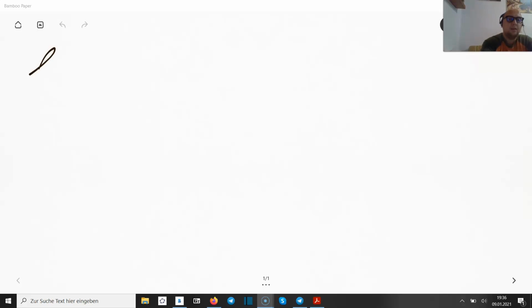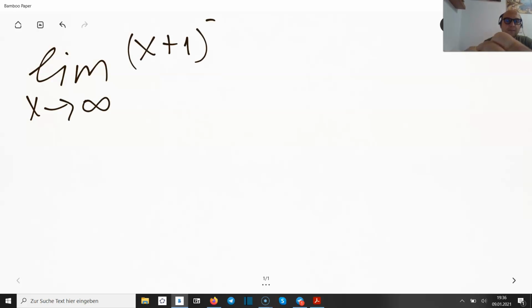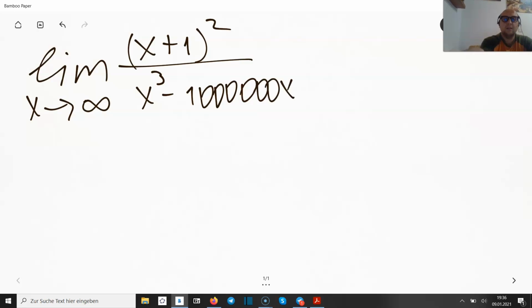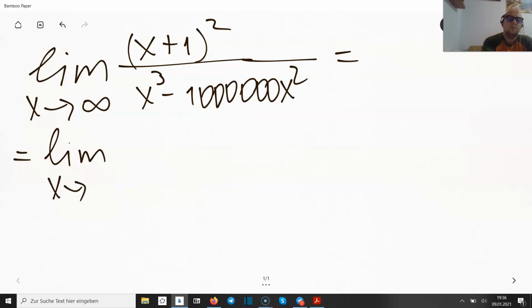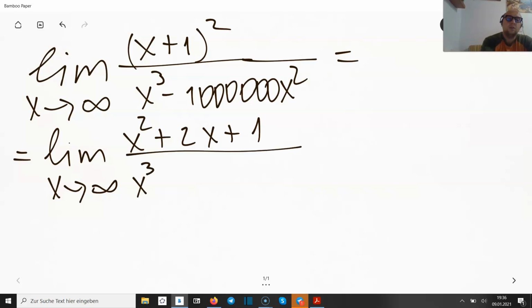So we're having a limit x towards infinity. For example, we are having (x plus 1) squared divided over x cubed minus 1000, or maybe let's make it a million x squared, just for you to see the power of infinity. Well, you see that the numerator is behaving like a quadratic function, so there is nothing special. We're just having the binomial formula x squared plus 2x plus 1. The denominator is just stronger because it's having a cubic power.